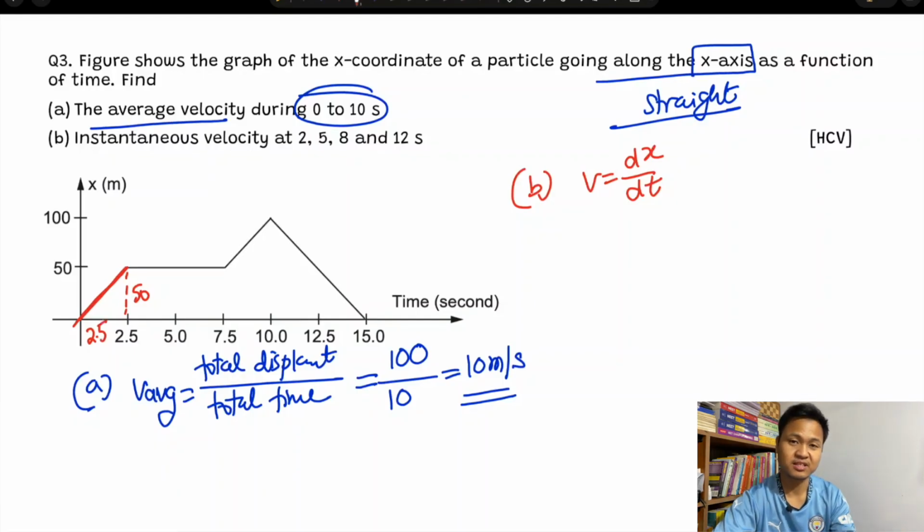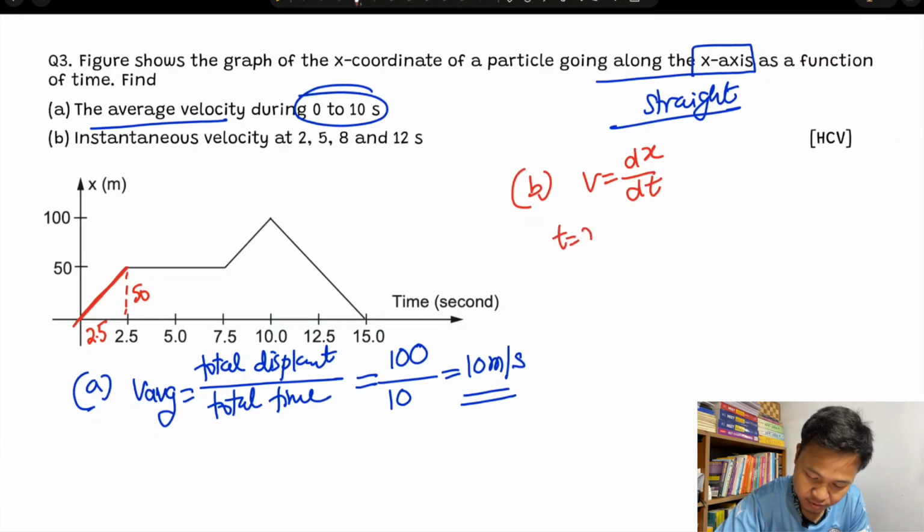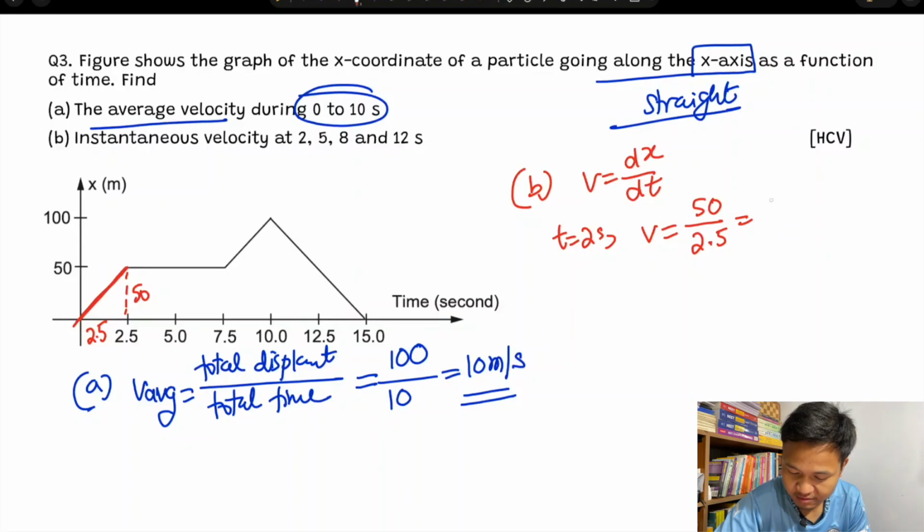So tan theta is 50 by 2.5. So I'll write here t equals 2 seconds. So v is equal to 50 divided by 2.5. So how much is this? You have 20. Okay, so 20 meter per second.